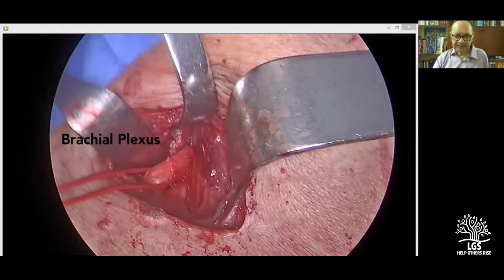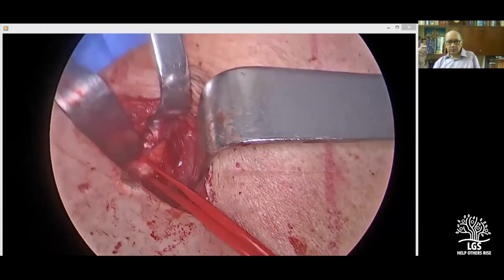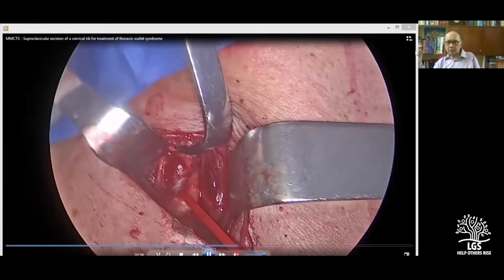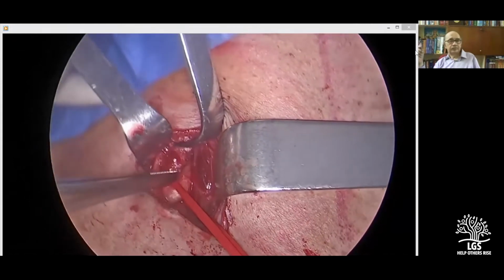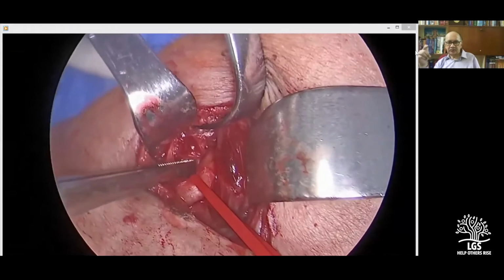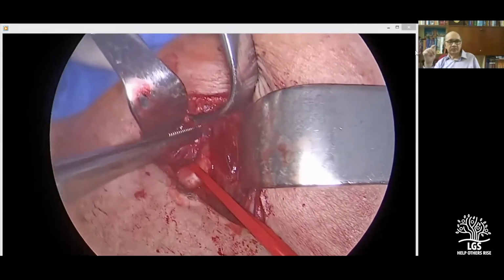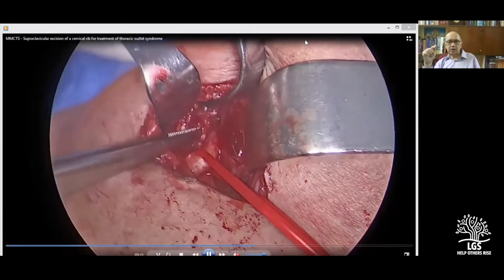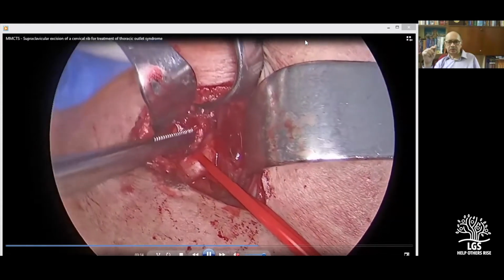Bundle of brachial plexus. Yeah. Thank you. Questions? Questions from the audience, please. You can put it up. Put it up. What is it? Look at that.